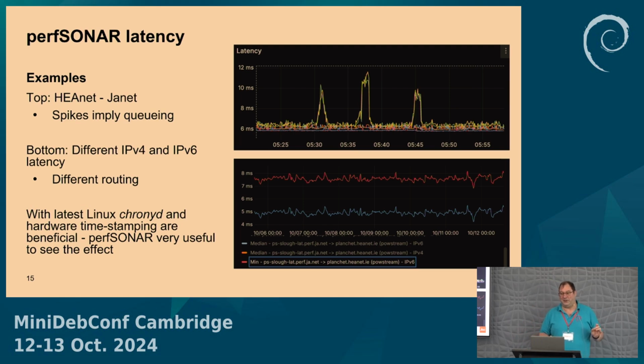And on looking at it, it turns out we peer resiliently with them, and IPv4 is going over one routing, and IPv6 is going over the other. Not quite sure why. We did investigate and did get an explanation. But that's another thing you can measure.